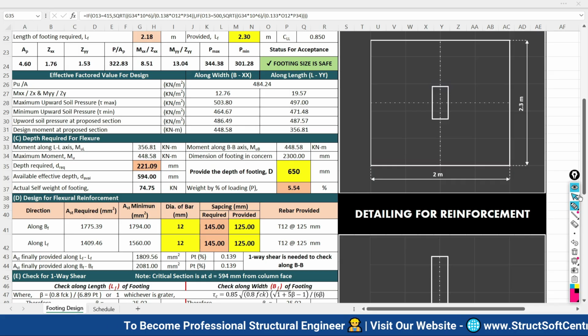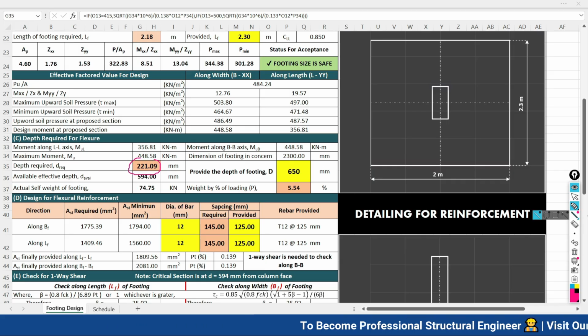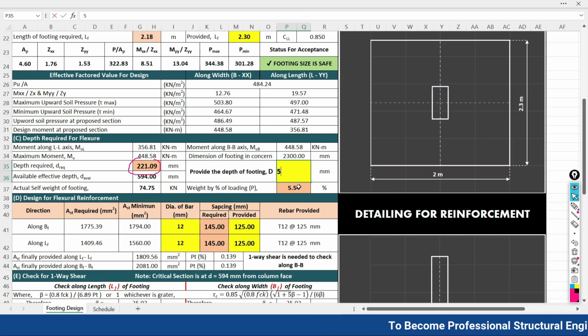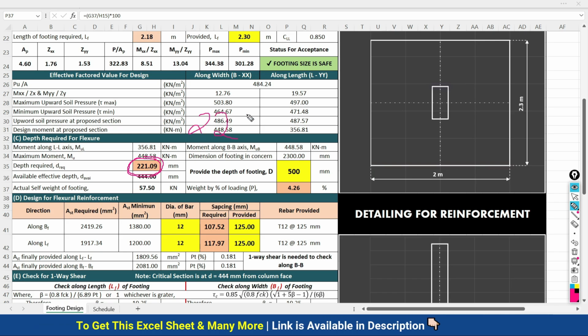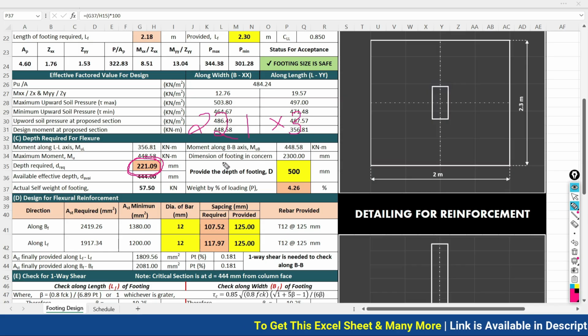So instead of directly using 221.09, I would like to go with a 500 overall depth of the foundation. As per the expert recommendation, the trial depth of the foundation should be taken as 3 times the effective depth requirement for the flexure. So if you take 3 times of this 221, it is coming out to be more than 600.